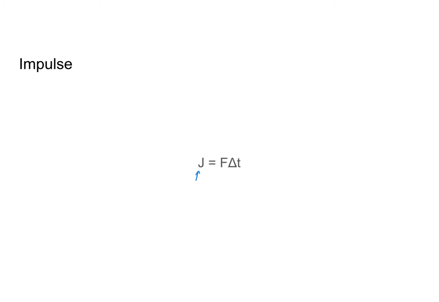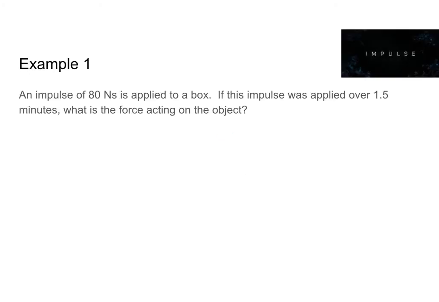We're going to define impulse as force times our change in time. And impulse, like force, is going to be a vector. And just a heads up, the units that we often use for impulse are Newton seconds, so the units of force times the units for time. So let's go ahead and do an example problem.